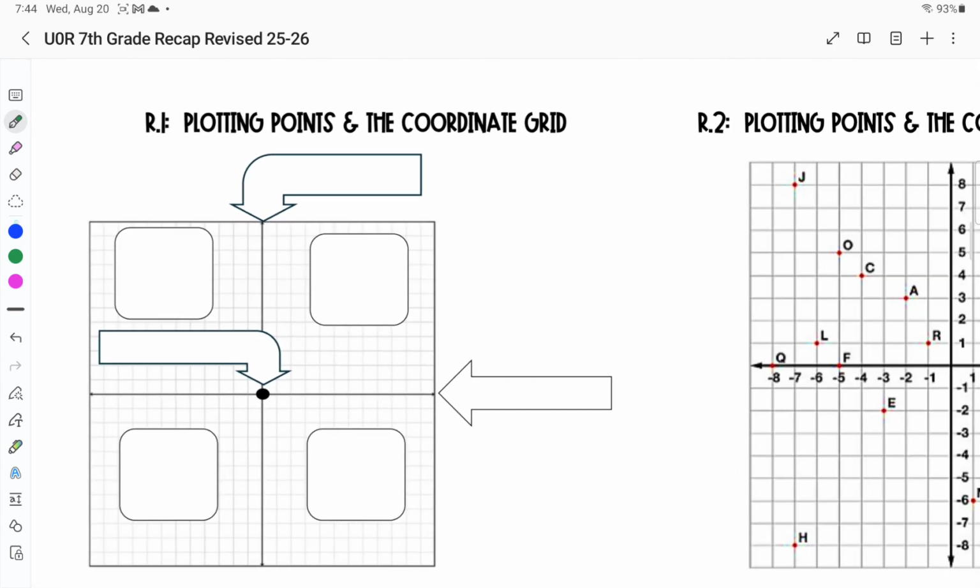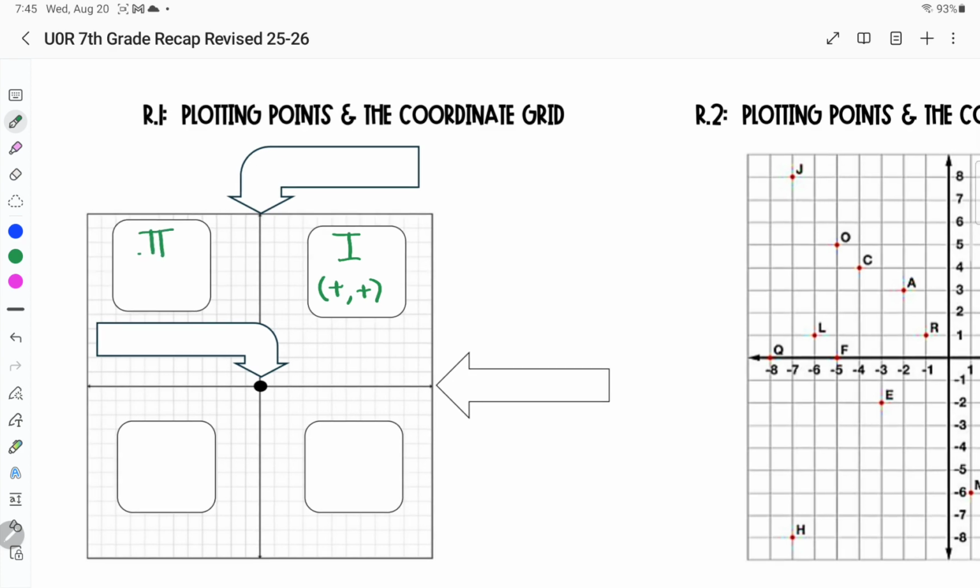So this right here is quadrant 1. Everything in this quadrant will be positive. X will be positive, Y will be positive. This is quadrant 2. In this quadrant, my X values on this line are negative, but my Y values are still positive.